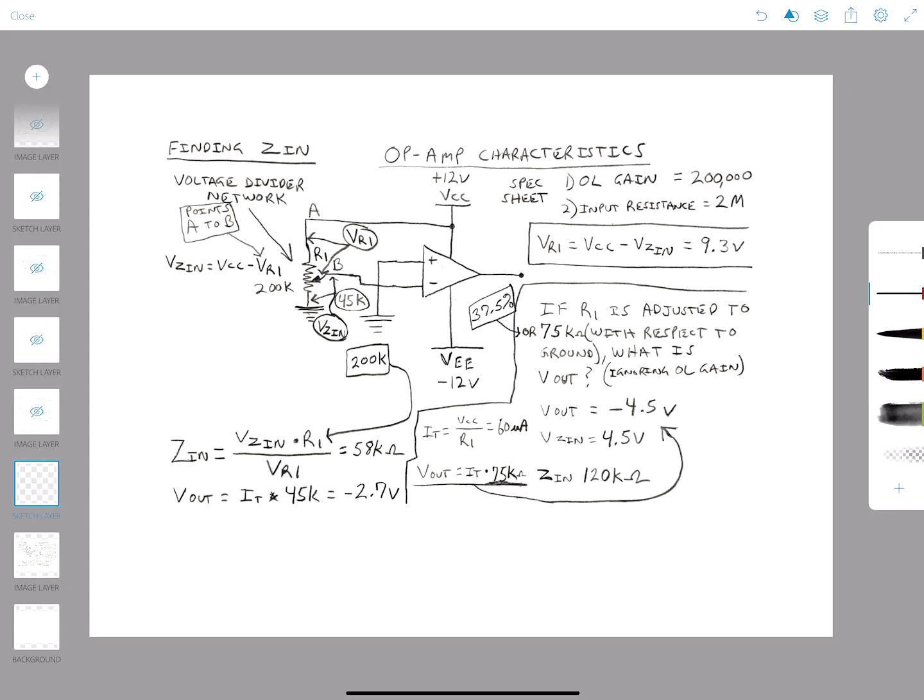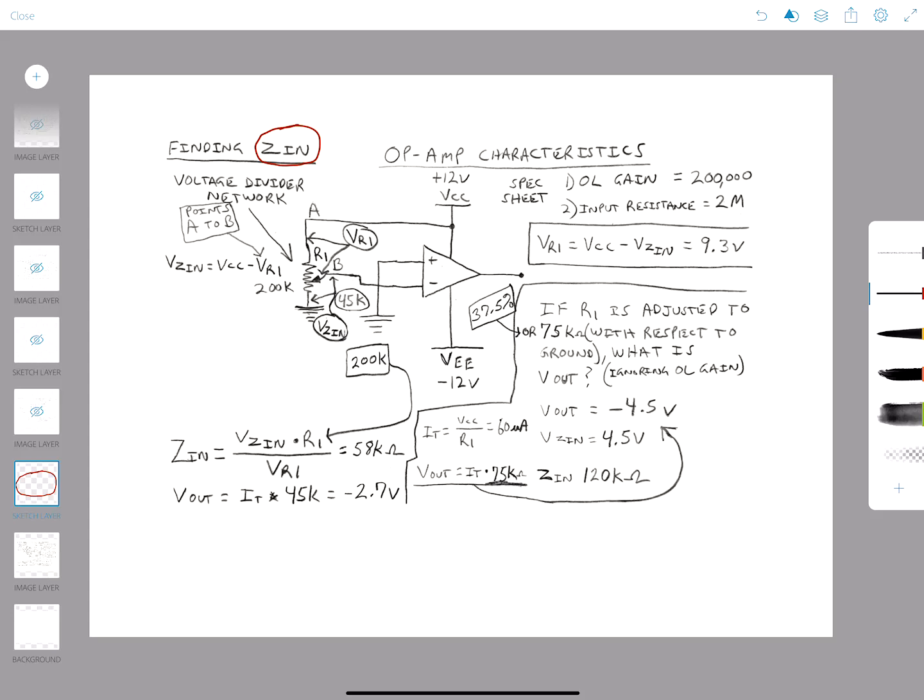Hello everyone, and welcome to our second lecture on op amps. In this lecture we're going to be covering several different configurations with our op amps. So let's get started. Our first configuration here is going to be looking for Zn.